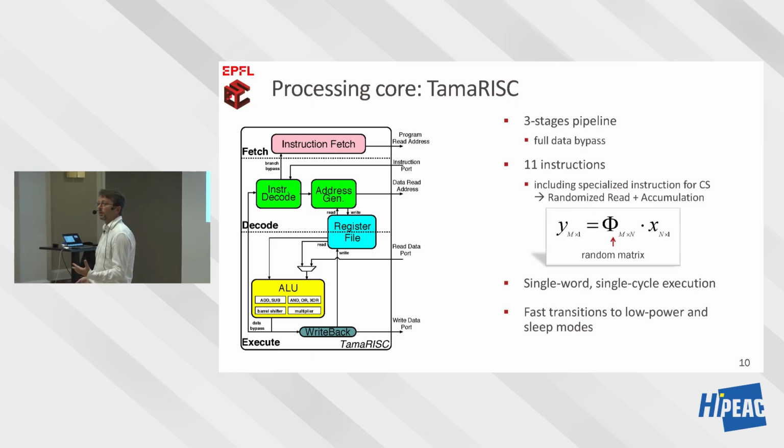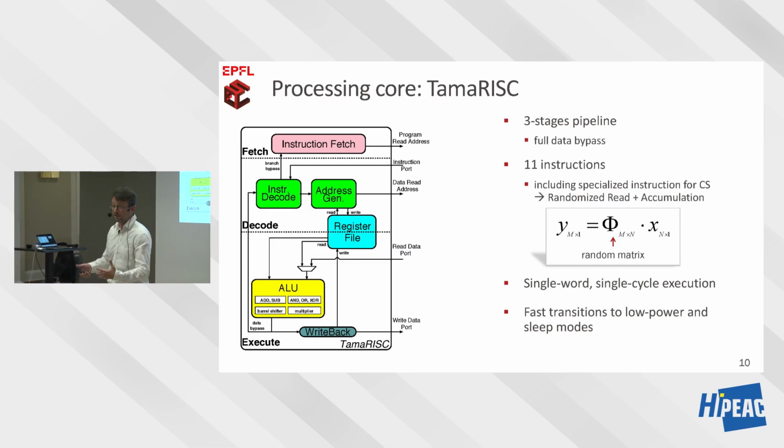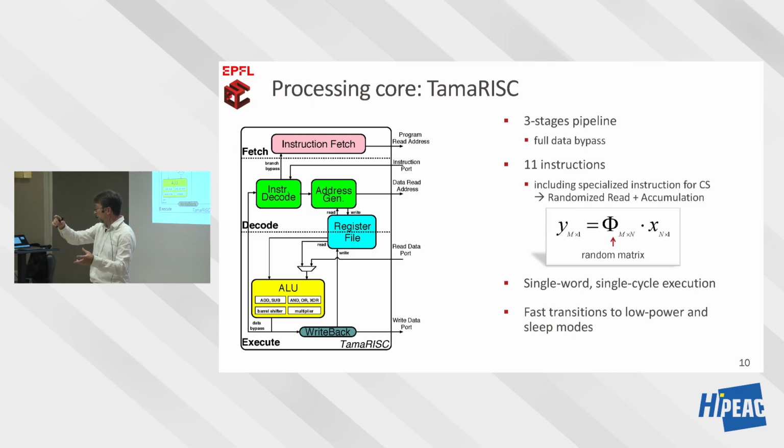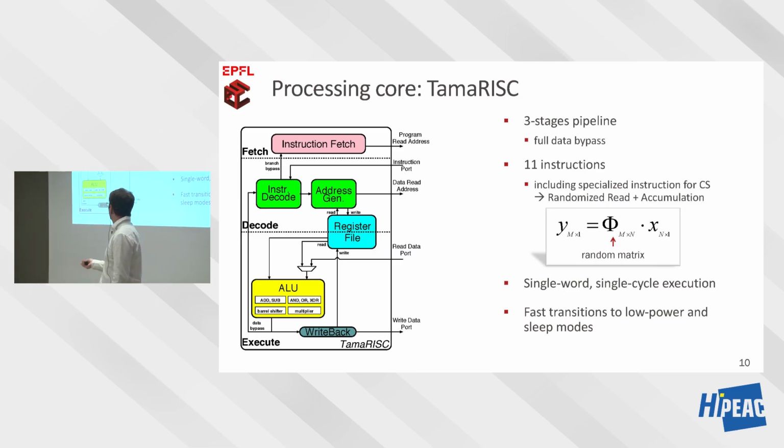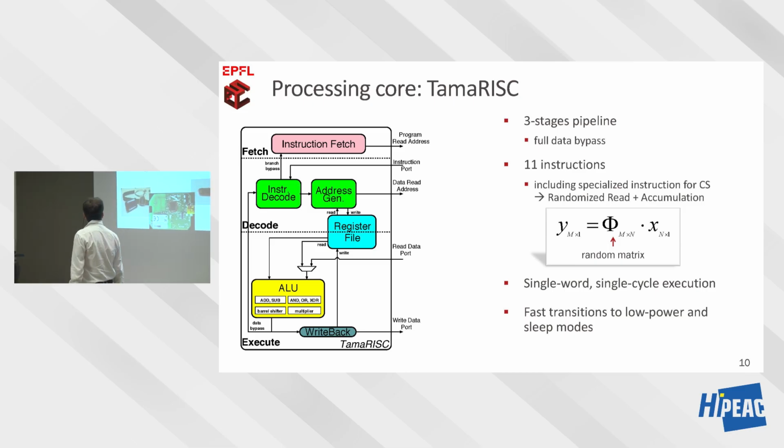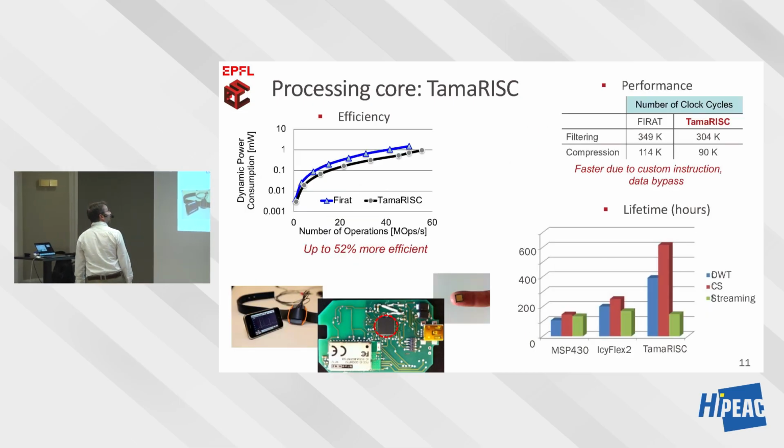Does anybody know what a linear feedback shift register is about? It's basically a shift register with some feedback connections, which generates a string of zeros and ones, and you can use that in a custom instruction in order to implement efficiently a matrix which only contains zeros and ones. This was our custom instruction. So things were going pretty well.